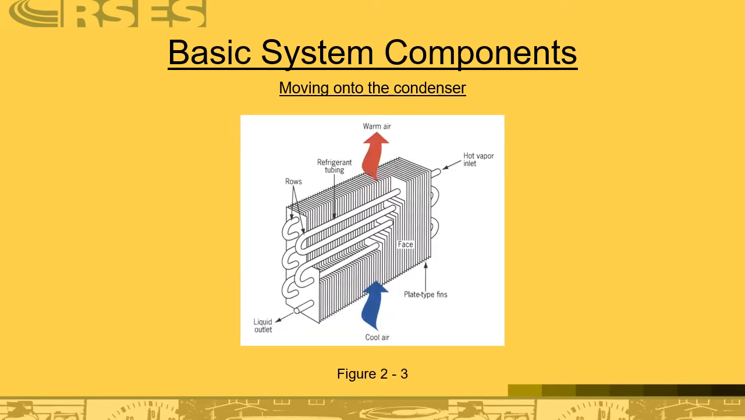Okay, on the condenser, this is an air-cooled condenser. Notice we have cool air surrounding this condenser. Basically, we have hot refrigerant vapor coming from the compressor here. And of course, as that high pressure, high temperature refrigerant circulates through these tubes, it gives up its heat to the surrounding cooler air. And by doing that, the refrigerant changes from a high pressure, high temperature vapor to a high pressure liquid, leaving this condenser.